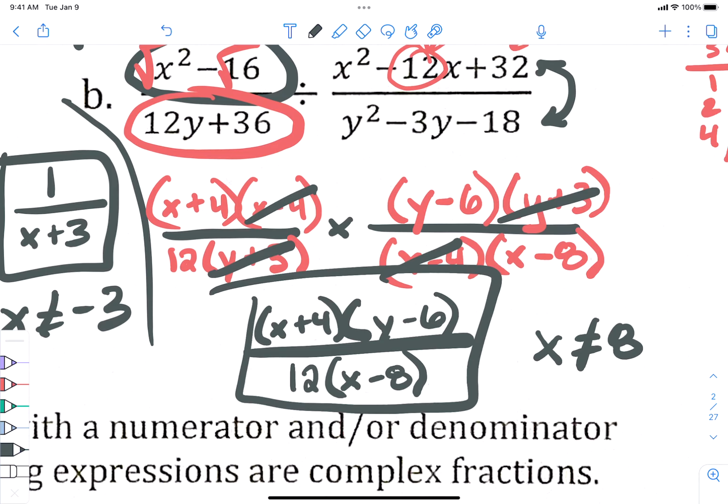Yeah. The bottom can't be 0. Okay, happy with that? This is not too terribly bad.